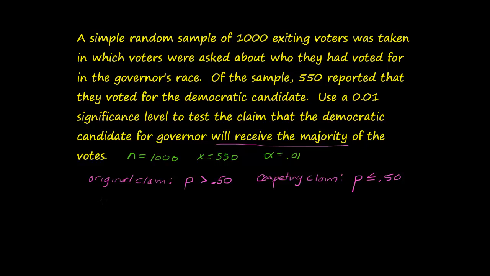come up with our null hypothesis. The null hypothesis always contains the equal sign, so it's the proportion is equal to 0.50, and our alternate hypothesis, this is where this work will help us. So the condition of equality is with the competing claim, so we go to the original claim to find our alternate hypothesis.